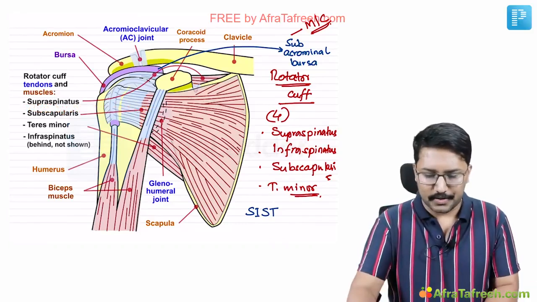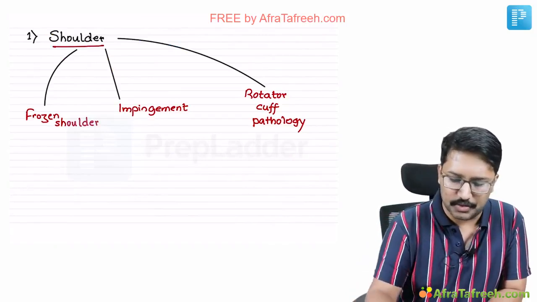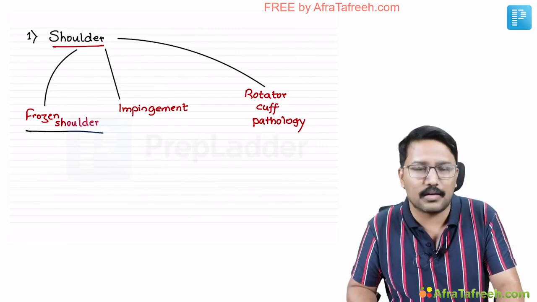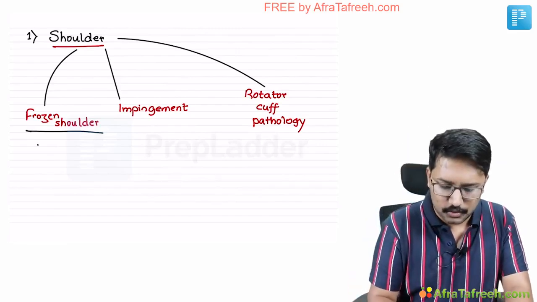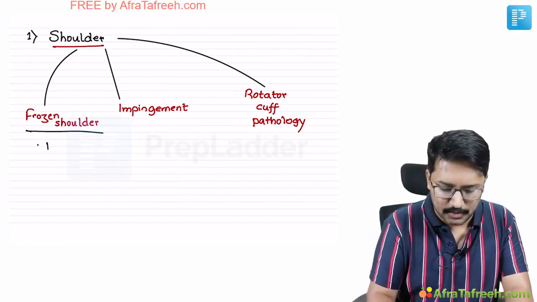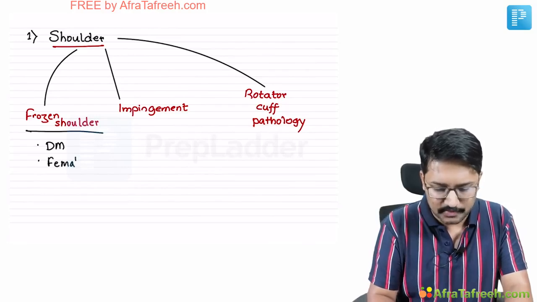So this is one point I want you to note. Clear? Now let us discuss the important regional pain syndromes with respect to the shoulder. The first thing we are talking about is frozen shoulder, because that is the most commonly encountered regional pain syndrome in a physician's clinic, right? What we know about frozen shoulder is that it is typically seen in patients with diabetes mellitus, right? So diabetes mellitus is an important risk factor and female gender is an important risk factor.